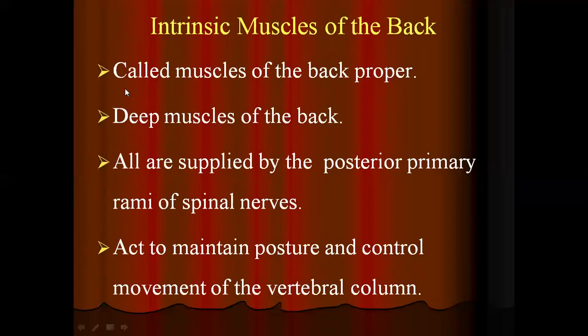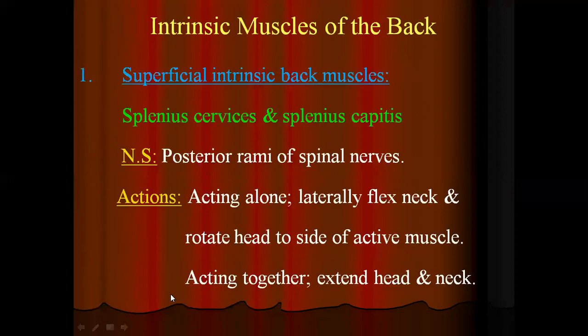So the intrinsic muscles of the back, called muscles of the back proper, the deep muscles of the back, are supplied by the posterior primary rami of spinal nerves. They act to maintain posture and control the movements of the vertebral column. Now, apart from this, among the intrinsic muscles of the back, we have the superficial intrinsic back muscles, splenius cervicis and splenius capitis. The nerve supply is the posterior rami of spinal nerves. Acting alone, they laterally flex the neck and rotate the head to the side of the active muscle. Acting together, they extend head and neck.